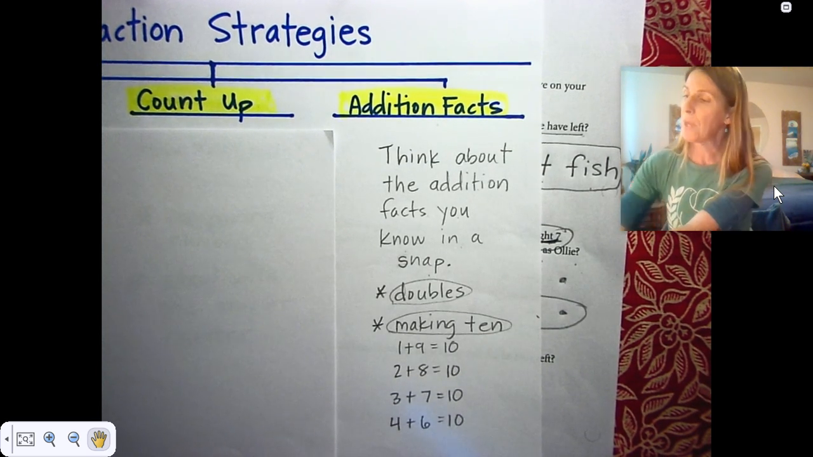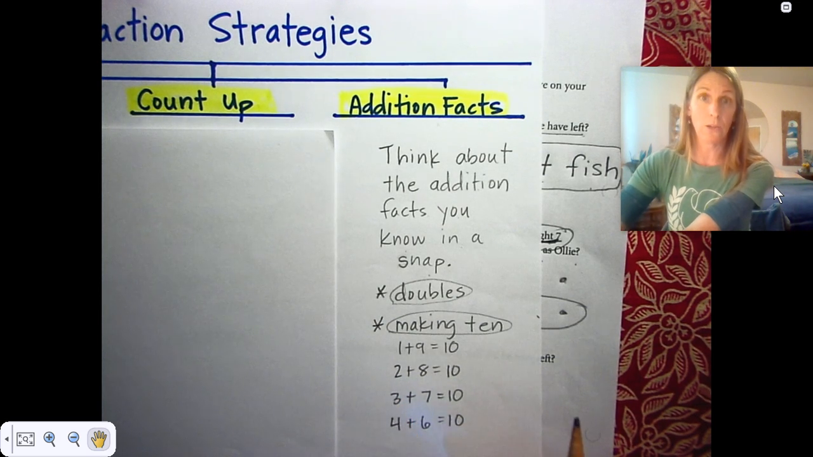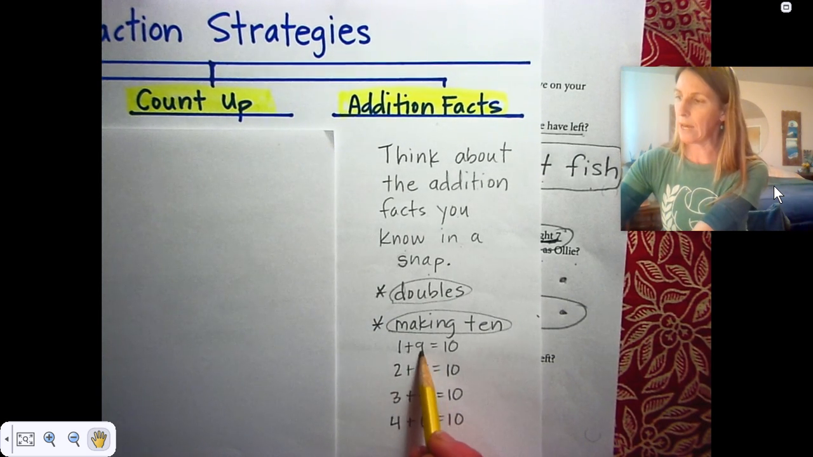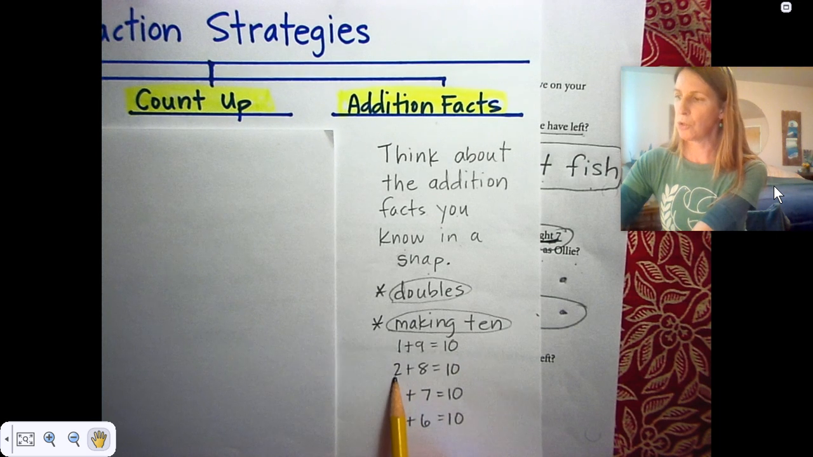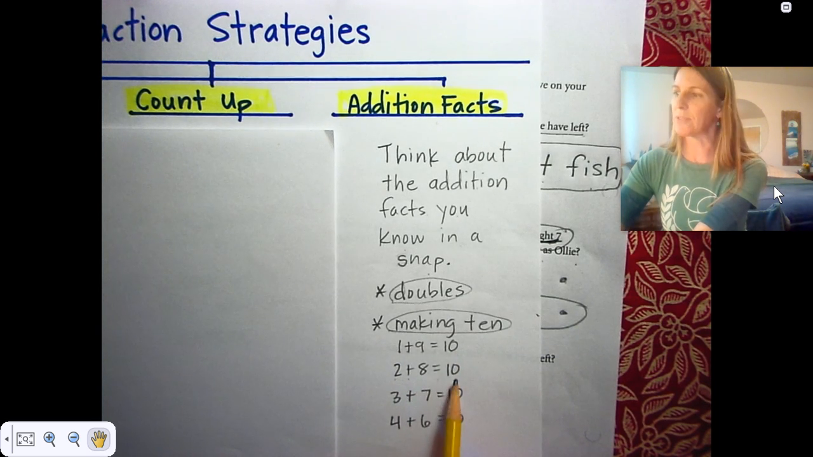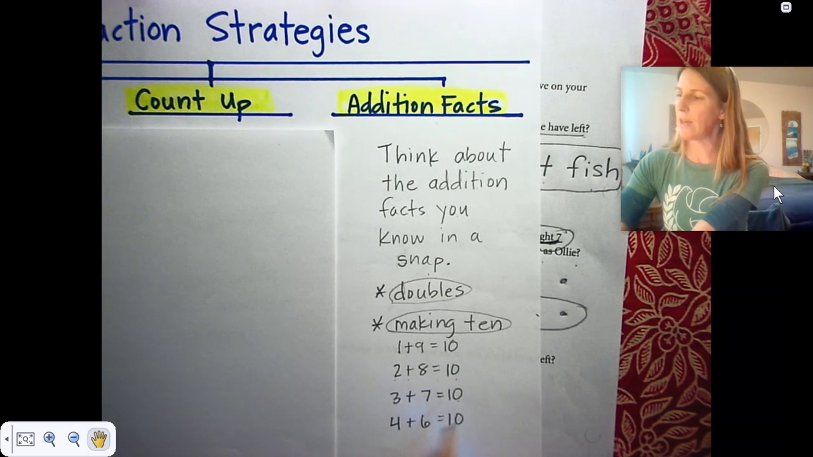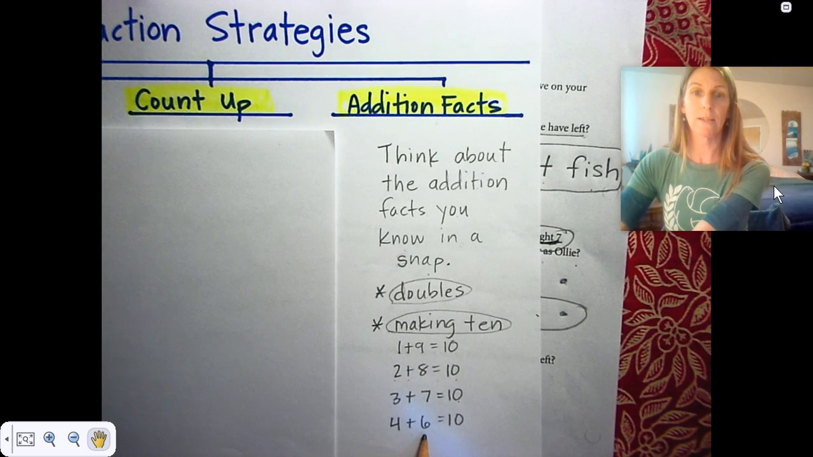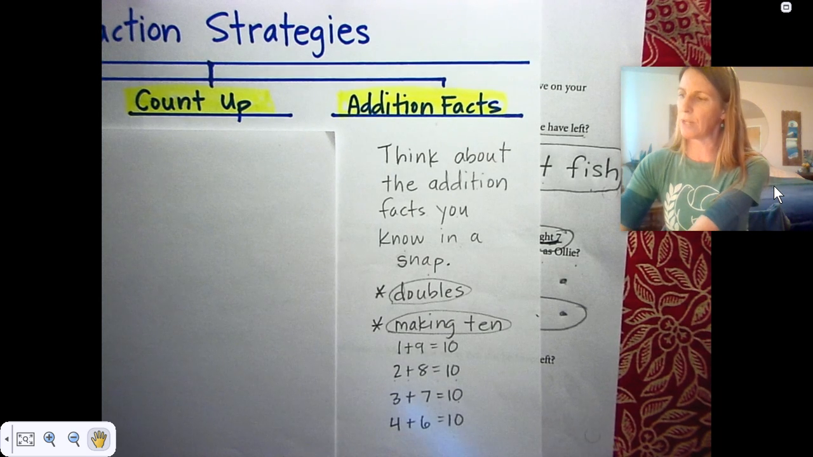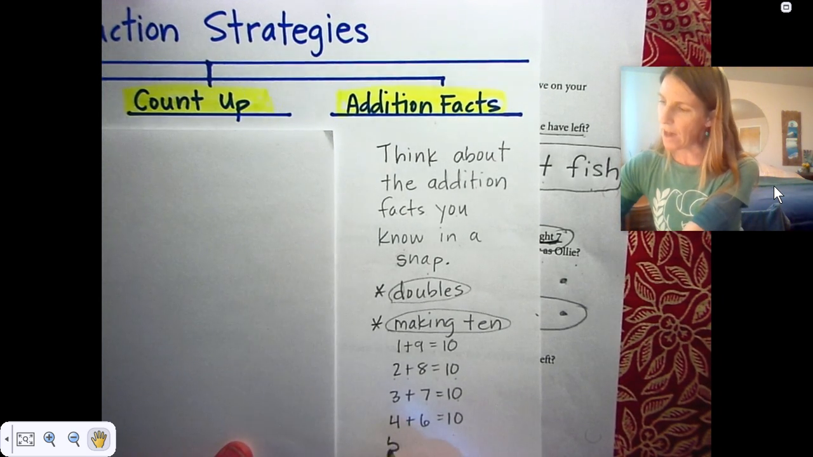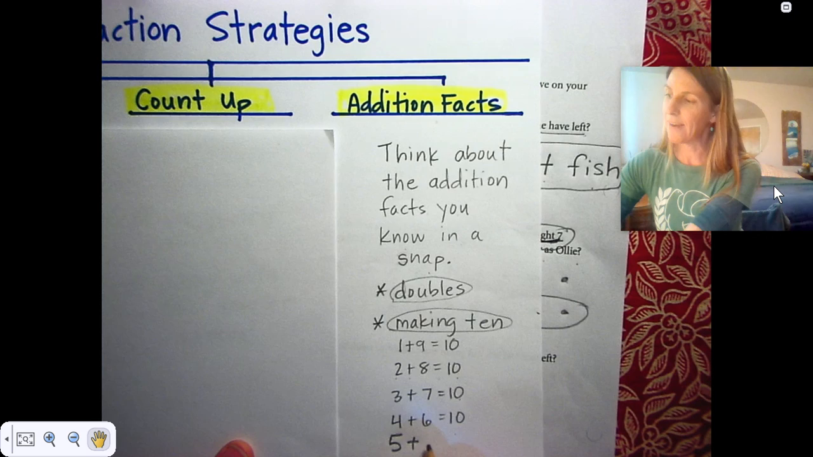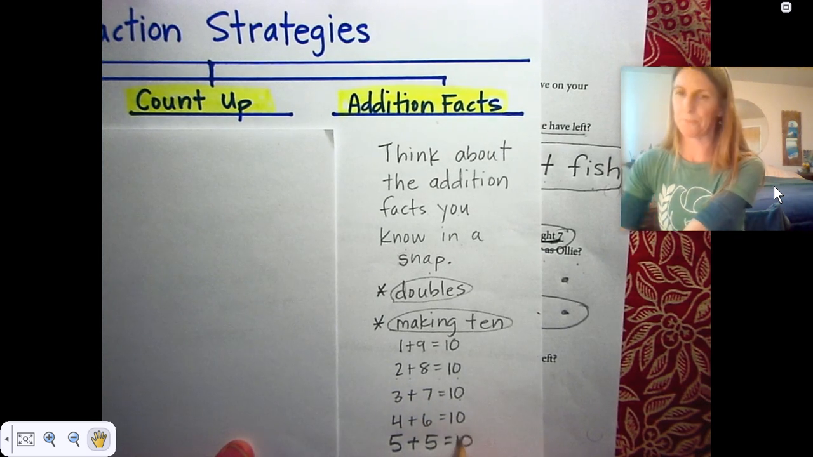For example, you know how to make 10 in all sorts of ways. 1 plus 9 equals 10. 2 plus 8 equals 10. 3 plus 7 equals 10. And 4 plus 6 equals 10. Hey, we could do another one. It's the double. 5 plus, that's right, 5 equals 10.